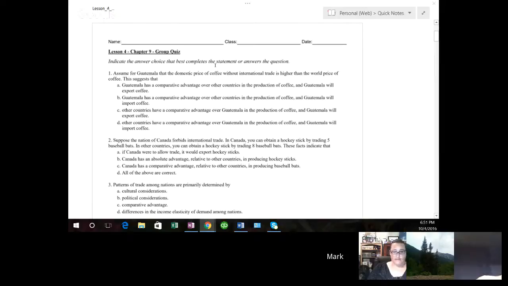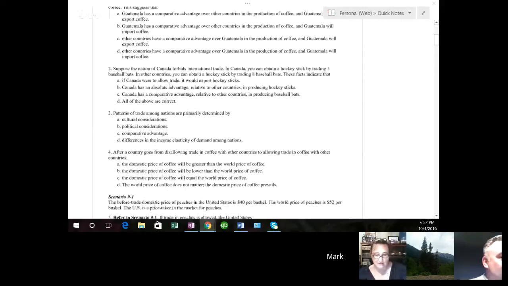I will. Okay. Assume for Guatemala that the domestic price of coffee without international trade is higher than the world price of coffee. This suggests that D, other countries have a competitive advantage over Guatemala in the production of coffee, and Guatemala will import coffee. That's what I had. I also marked D. Yay! That's why I took the easy one.